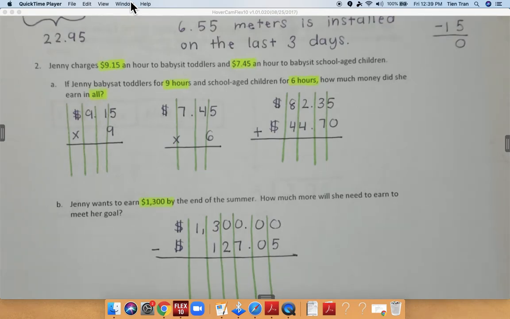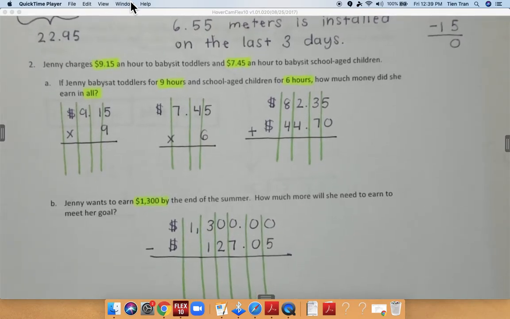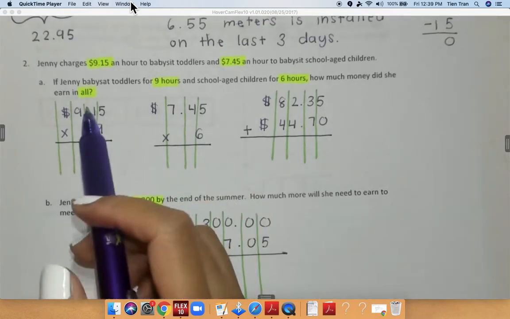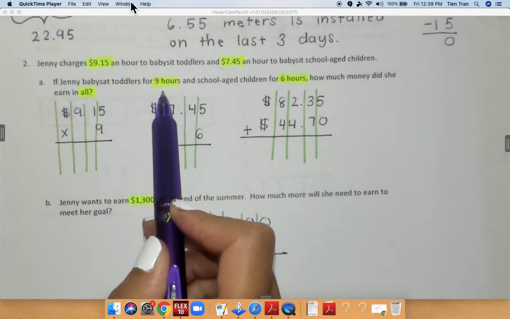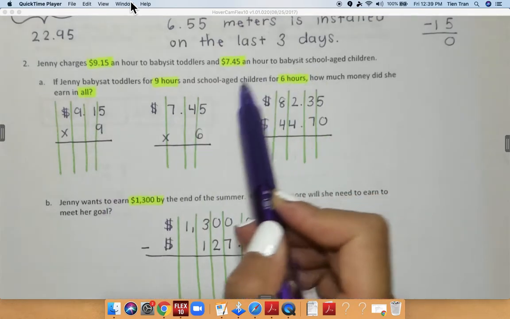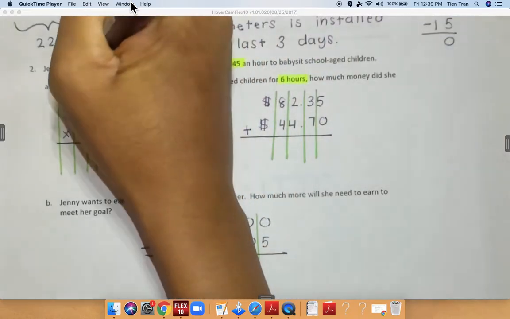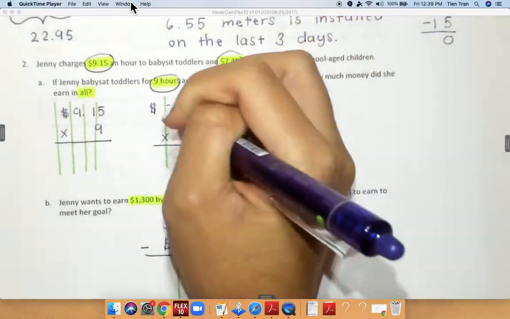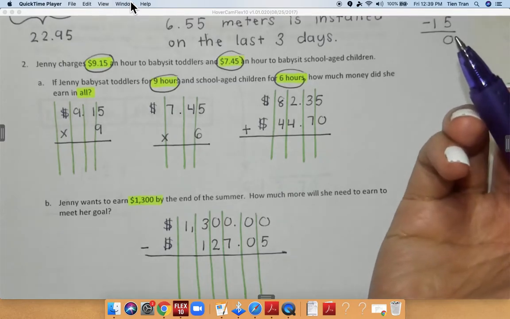So I'm imagining this lady, her name is Jenny, and she's charging to babysit toddlers. Toddlers are about 2 years old. So I'm picturing that in my head. I'm picturing the story that I need to solve. Now, she's figuring out if she has $9.15 to babysit for 9, how many hours? 9 hours. That's what I'm writing here. So 9 hours for $9.15. And then we have $7.45 for 6 hours. So that's the 2 equations I wrote down.